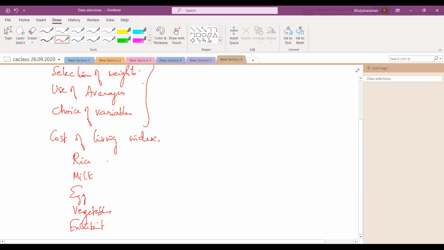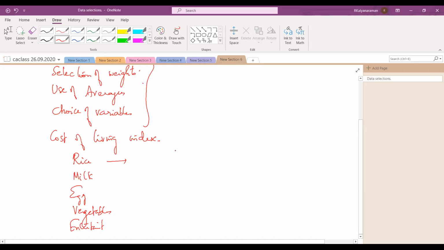So for example, rice: you keep the quantity fixed and change the price and select the price. Or you keep the quantity variable and select the price. So there are two different ways of measuring the cost of living index or the price index. The simplest thing is just to compare the price.